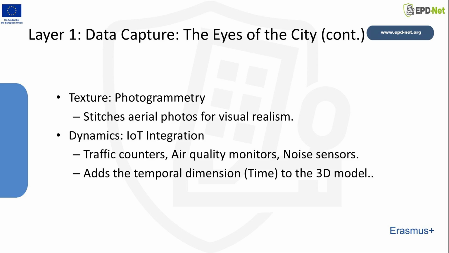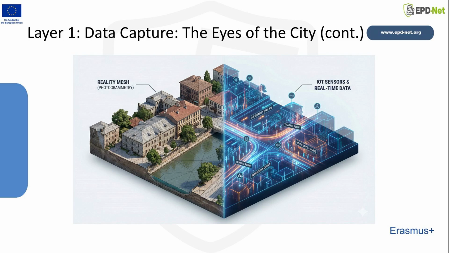Finally, we add IoT sensors. While LiDAR and photos capture the space, IoT sensors capture the time. They act as the pulse of the twin, feeding in real-time data on traffic, noise, and air quality, transforming a static map into a dynamic system.